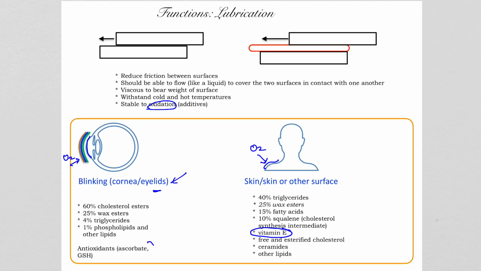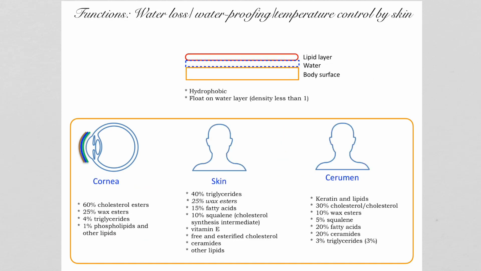Of course, the aqueous part of the secretions may contain antioxidants that are water soluble. For example, vitamin C or ascorbic acid and glutathione. Glutathione is a very important antioxidant that we find mostly in cells, but a little bit outside the cells too, such as in these secretions.